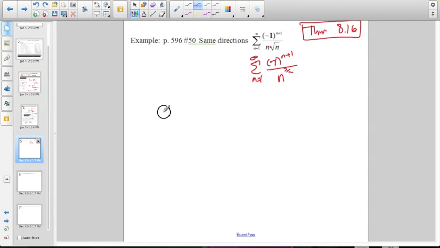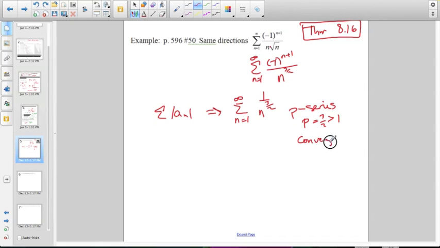Okay, so let's use Theorem 8.16 and take a look at the absolute value series. That basically means just wipe out the alternator, don't include the alternator. So we take a look at this, we say it's a p-series, we have a p of 3/2, which is greater than 1, so we know that this converges because of the p-series test.